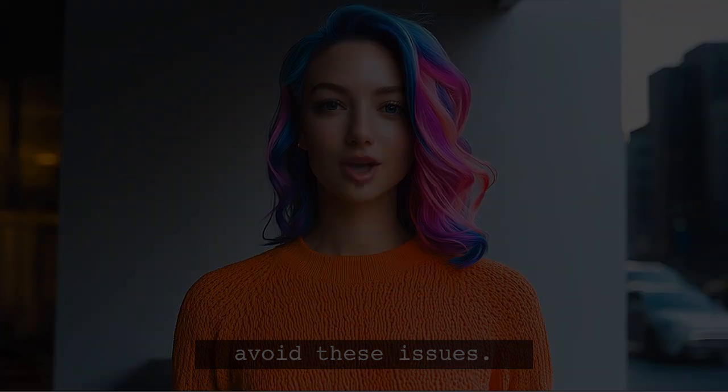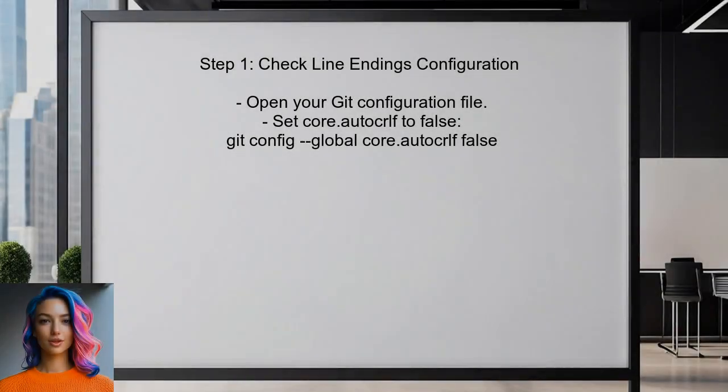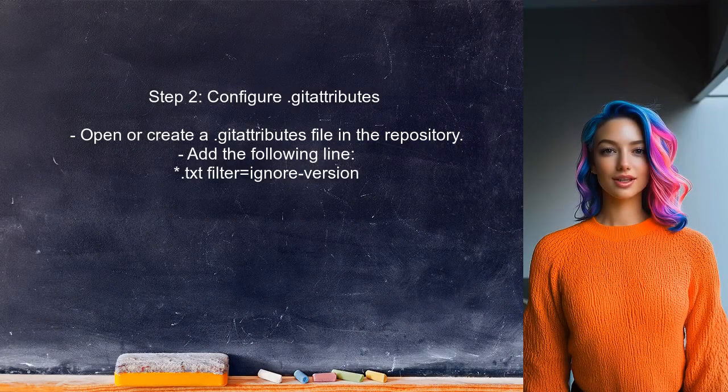To address the issue of Git marking the file as modified, the user should first check the line endings in the repository. This can be done by configuring the core.autocrlf setting. Next, the user should ensure that the filter is correctly set up in the Git attributes file. This file should specify the filter for the relevant files to prevent unwanted modifications.